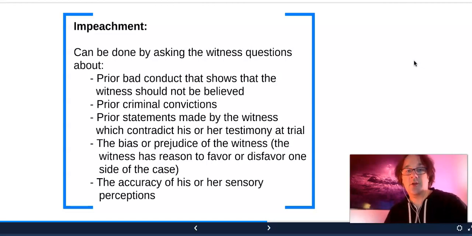Also, you could ask questions about the accuracy of his or her sensory perceptions. So, I'll try to find clips from My Cousin Vinny.